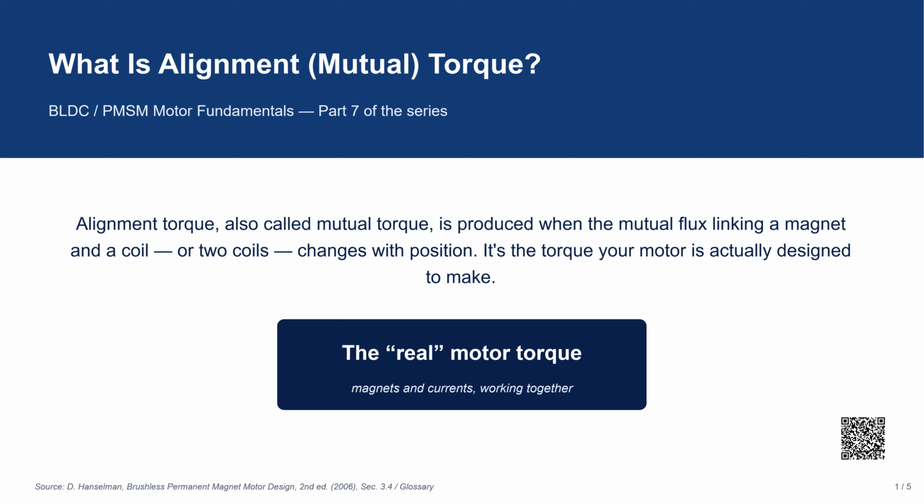Alignment torque is produced when the mutual flux linking a magnet and a coil, or linking two separate coils, changes as a function of position. In plain terms, it's the torque that comes from magnets and currents working together, not fighting some internal reluctance. This is the real motor torque, the one your BLDC or PMSM is actually built to produce. Today, we open up where it comes from and how it connects to everything else in this series.